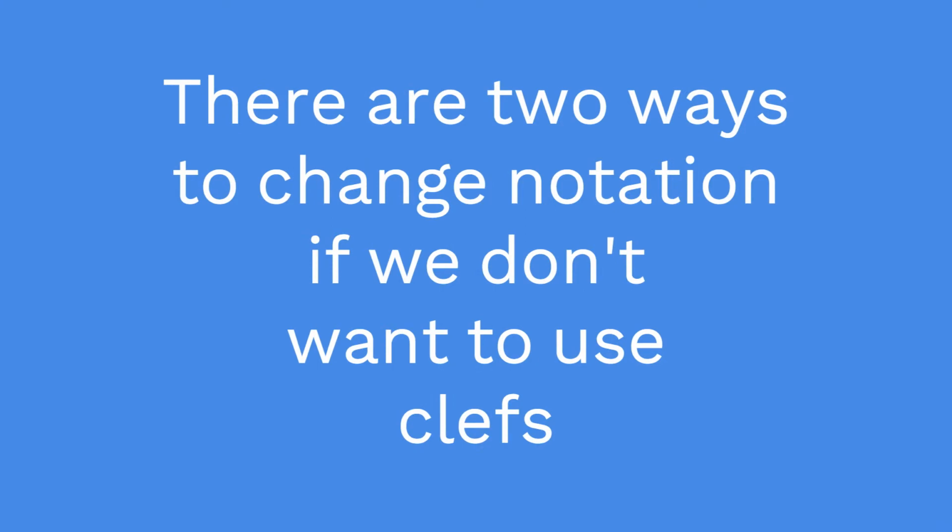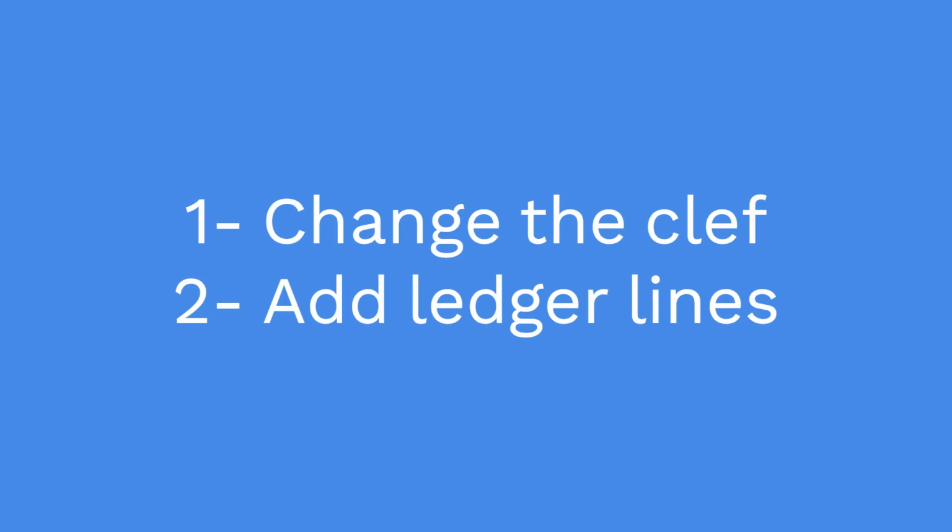In another way, this applies when writing notation for different pitch instruments. There are two ways to change the notation if we don't want to use clefs. We can either change the clefs or we can add ledger lines. Let's talk about the three clefs in more detail.